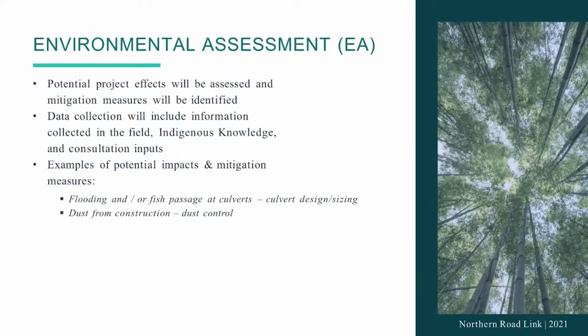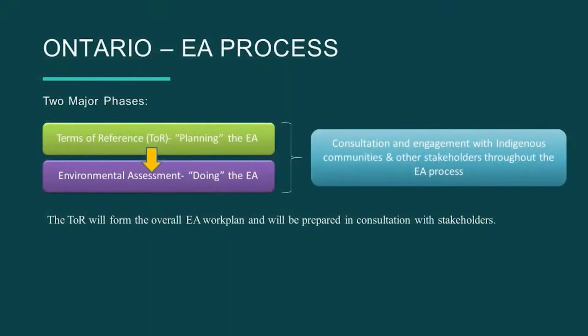So if we move on now to the next slide, technical team, we're on the Ontario EA process slide. In a nutshell, the Ontario EA process consists of two major phases, and I'm just going to talk at a high level about this. We'll talk in more detail as time goes on, but the first phase is the terms of reference phase, or the planning phase. The terms of reference is essentially the work plan for the EA, and Michael and Qasim will be talking in a little bit more detail about that. And then once that's complete, there's the actual environmental assessment phase, which is the doing of the environmental assessment.